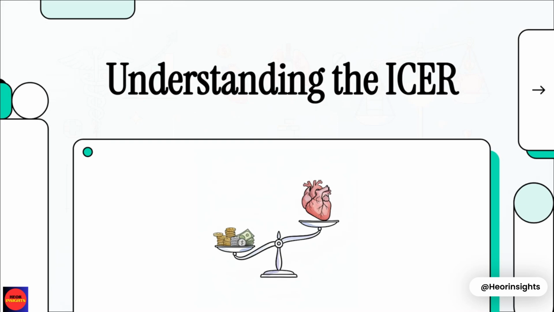In this explainer, we will cover the Incremental Cost-Effectiveness Ratio, or ICER. The ICER is a primary metric in health economics used to quantify the value of new medical interventions and provide a basis for healthcare resource allocation decisions.